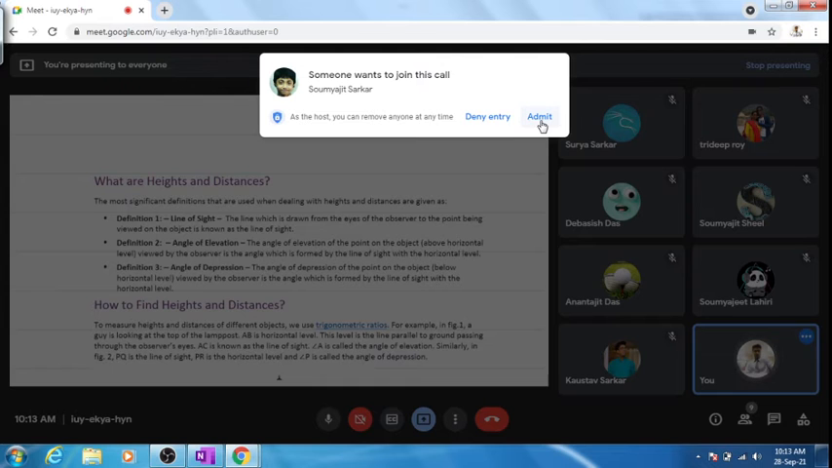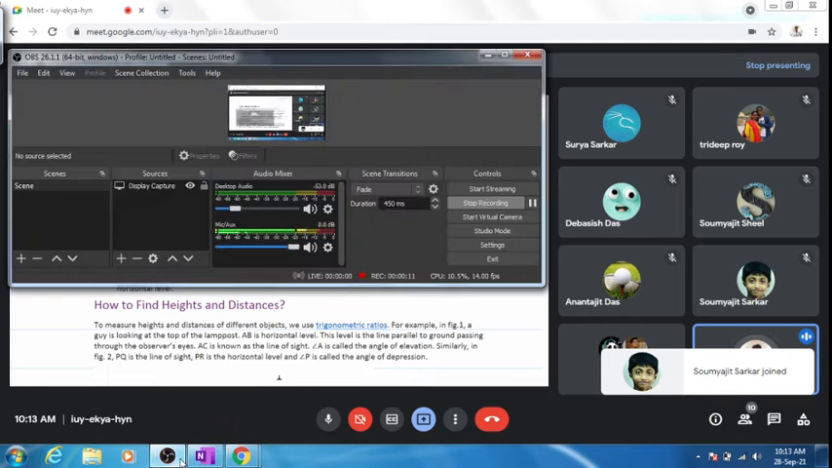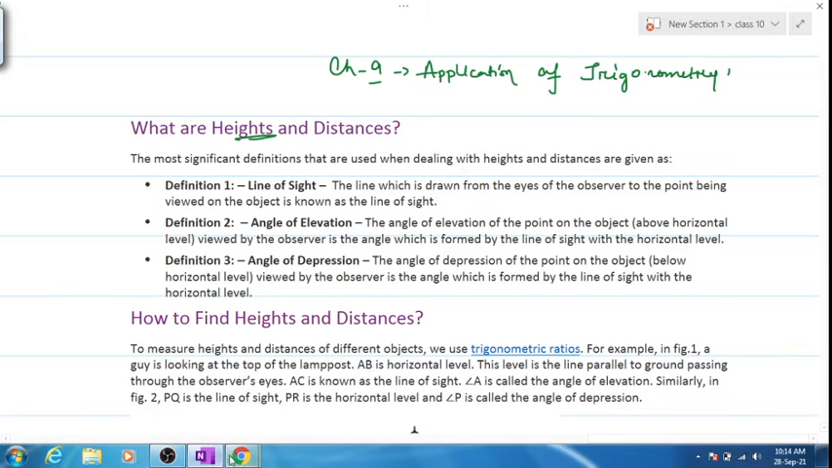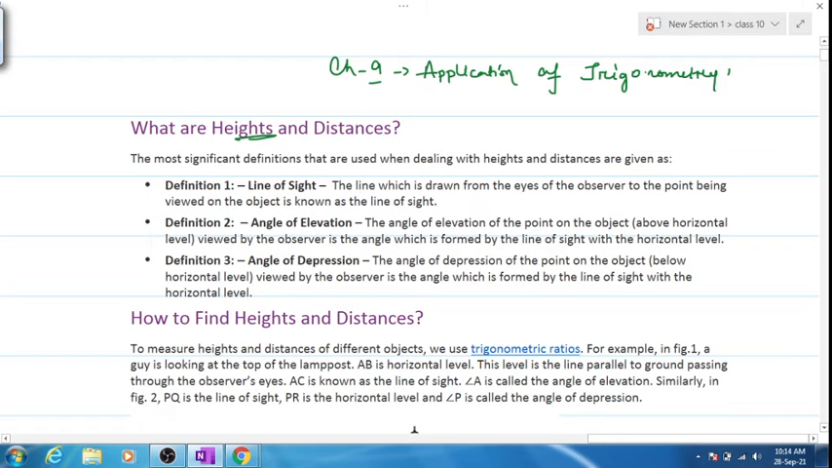We'll be starting off with a new chapter, heights and distances, or we can say it's basically application of trigonometry, what we have already done in our first semester, right? First or the mid semester. So heights and distances, this is chapter 9 of your NCERT named Application of Trigonometry. So right away we can start.